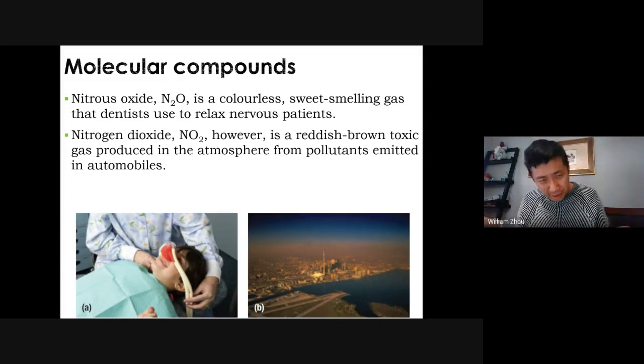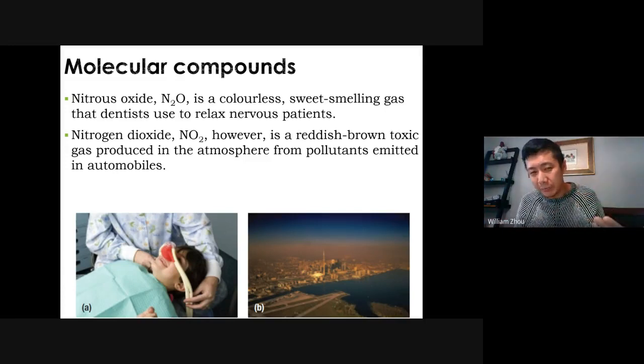Nitrogen dioxide, NO2, so one N and two O's. That's also made up of nitrogen and oxygen, but this is a toxic gas. It's reddish brown, and polluted cities often have this. If you see a brown haze over your city, this is why, because that city has been polluted with nitrogen dioxide. And if you look at the picture, oh, look, that's the CN Tower, isn't it? Yeah, that's us.